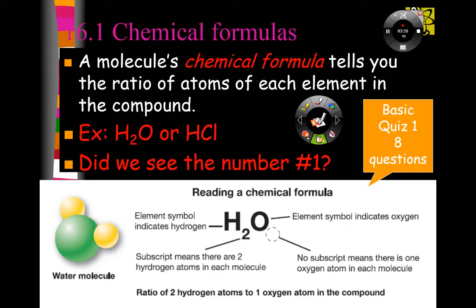Molecules. A chemical formula tells you the ratio of the atoms in the element. So H2O means I have 2 hydrogen for every 1 oxygen. Or, check it out, HCl, 1 hydrogen for 1 chlorine.